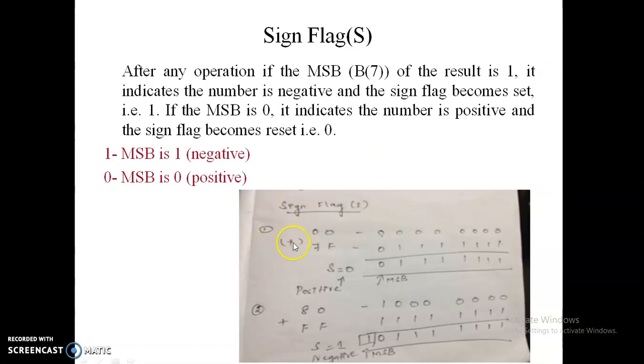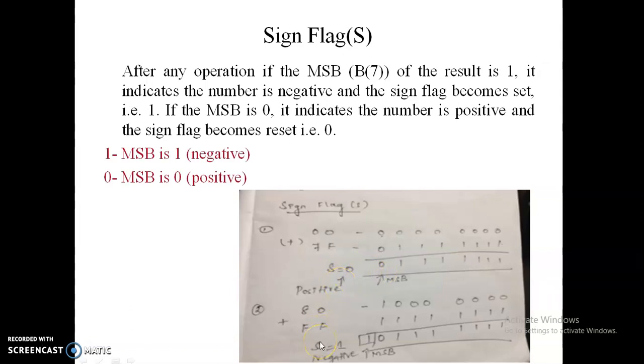Here in this example, I add these two numbers, 00 plus 7F. The most significant bit here is 0, so the sign flag is set to 0, that is, positive. Here you can see if the MSB is 0, it indicates the number is positive and the sign flag is set to 0, that is, reset. You see in this example the most significant bit is 0, so the sign flag is 0, that is, the number is positive.